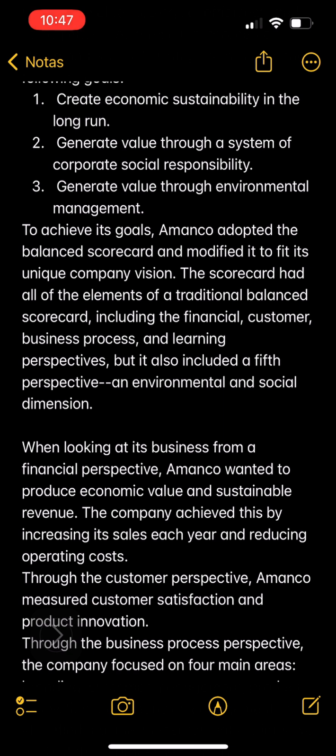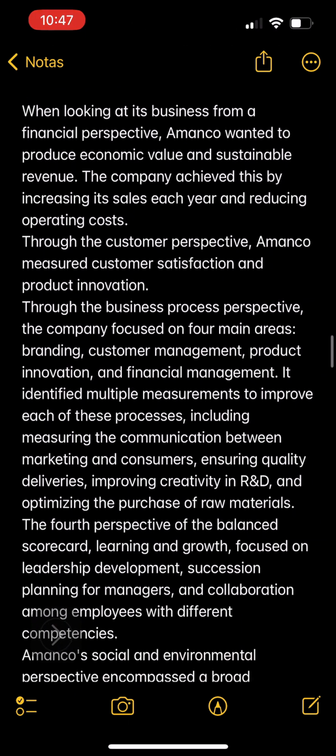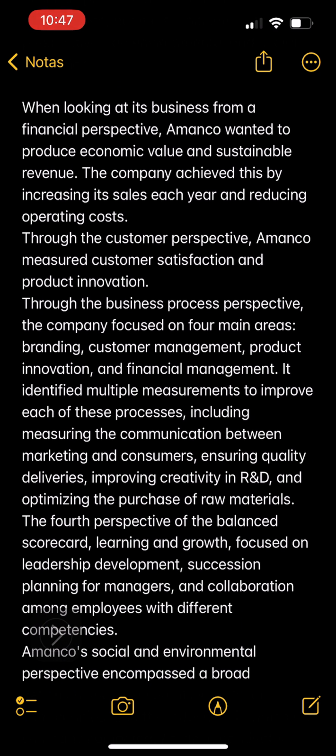The scorecard had all of the elements of a traditional balanced scorecard, including the financial, customer, business process, and learning perspectives, but it also included a fifth perspective, an environmental and social dimension. When looking at its business from a financial perspective, Amanco wanted to produce economic value and sustainable revenue. The company achieved this by increasing its sales each year and reducing operating costs. Through the customer perspective, Amanco measured customer satisfaction and product innovation.